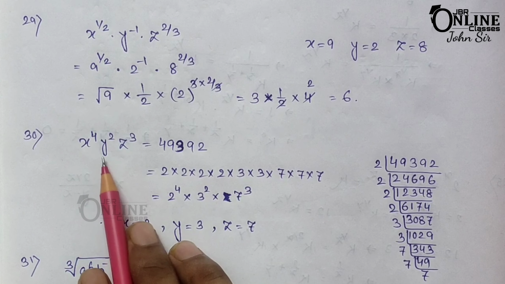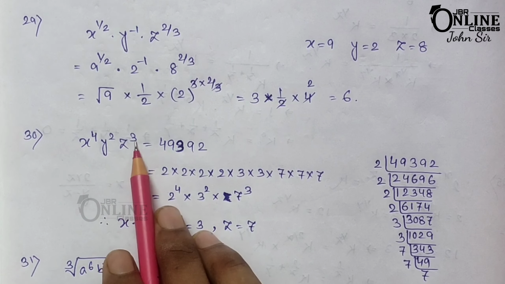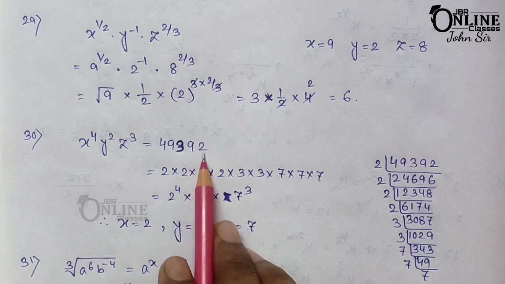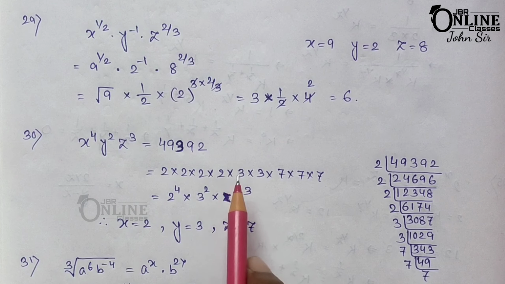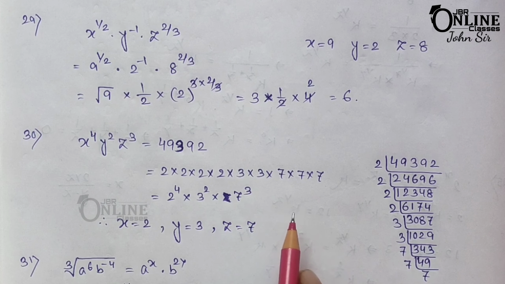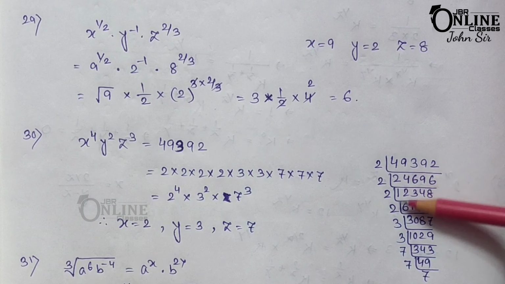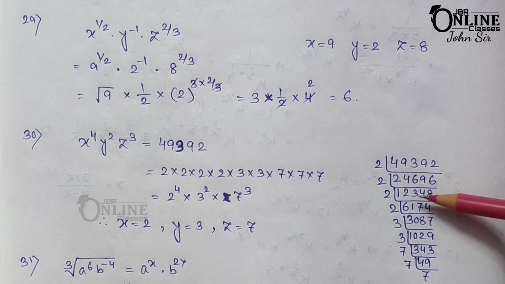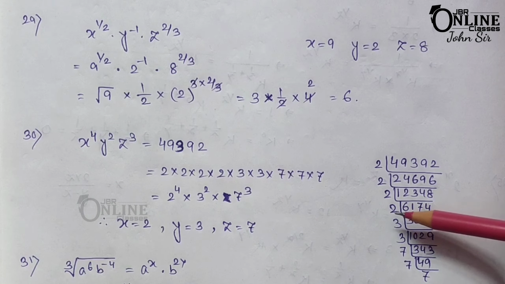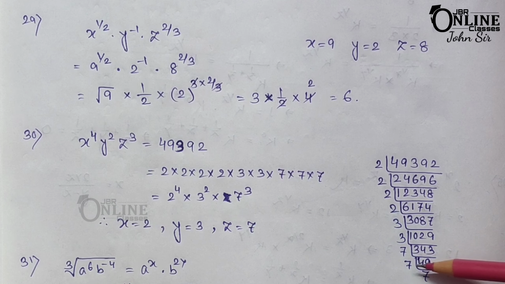Next, 30. If x to the power 4, y square and z cube equal to 49392, then find the values of x, y, z, where x, y, z are different positive primes. Primes means prime number. Here you have to first factorize this one by the prime factorization method. Whenever you want to factorize or divide this one, you have to use only prime numbers. Remember that you have to use only prime numbers. As here 2, 3 and 7 are all prime numbers.